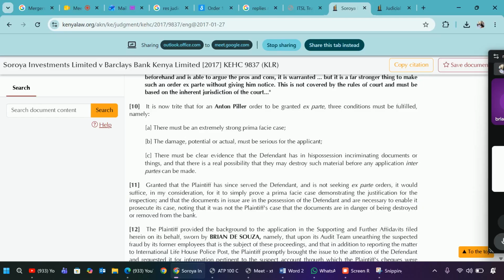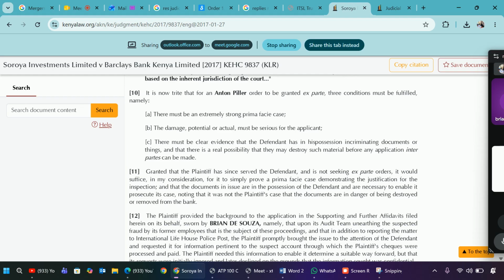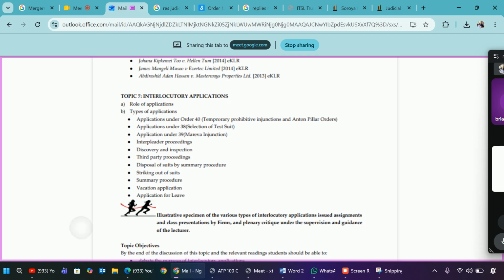The damage, potential or actual, must be serious for the applicant, and there must be clear evidence that the defendant has in his possession incriminating documents or that there is a real possibility that they may destroy such material before any application inter partes can be made. That is the direct interpretation of what amounts to Anton Piller orders.